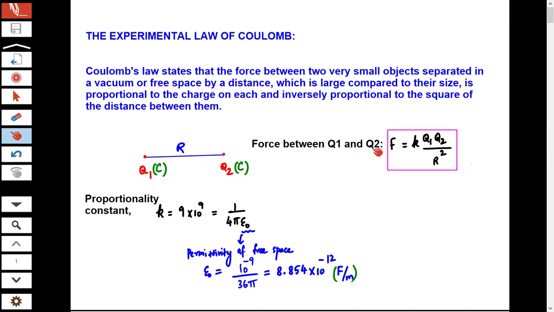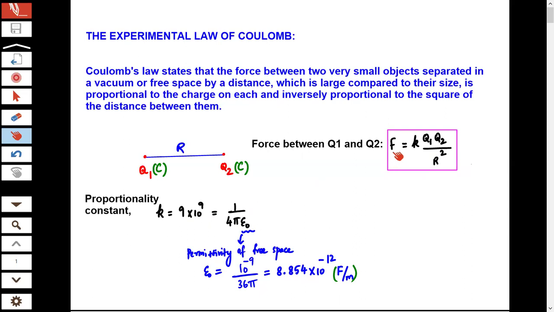We can mathematically give the expression for force as K times Q1 Q2 by R square, where K is the proportionality constant, Q1 and Q2 are the magnitudes of the charges, and R is the distance of separation between the two. This proportionality constant K has a value of 9 into 10 power 9, or in terms of permittivity it is 1 by 4 pi epsilon naught, where epsilon naught is the permittivity of free space, which has a value of 8.854 into 10 power minus 12 farad per meter.